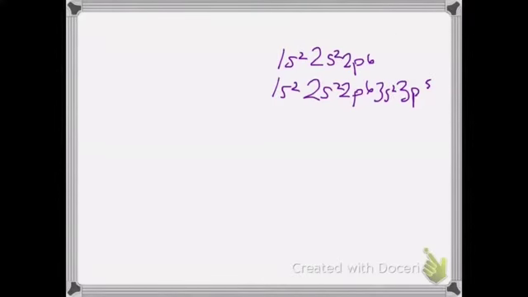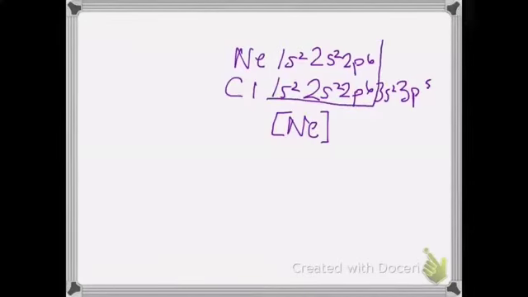So neon is 1s2, 2s2, 2p6. Chlorine has all of the same for the first part, but then goes 3s2, 3p5. So what we can do is put neon in brackets as a shorthand for all the electrons that match, and then just fill in 3s2, 3p5. Cool.